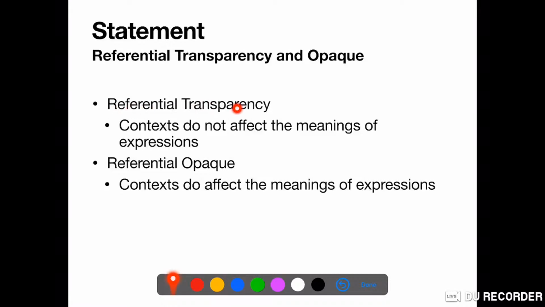First is referential transparency. This term, referential transparency, means contexts do not affect the meaning of an expression. By meaning, I mean you can just say it's the return value. So if context does not affect the value of an expression, then we say the program is referentially transparent, and referential opaque is the opposite, where context does affect the meaning of an expression.